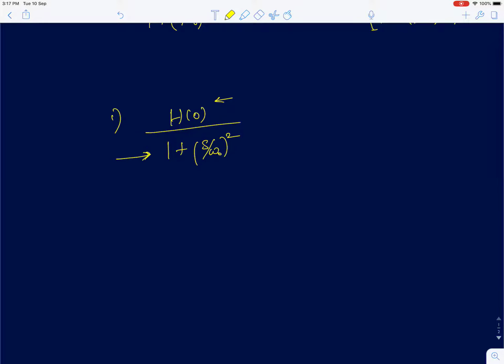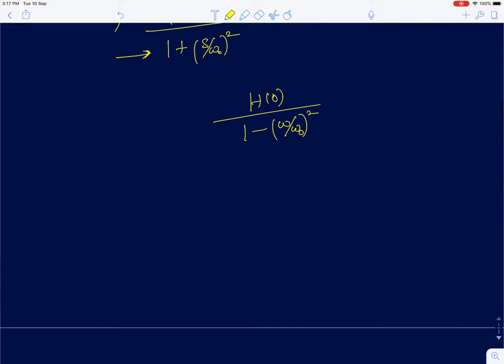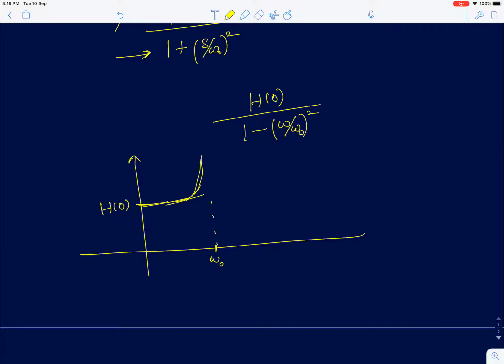If I want to plot its frequency response, I have to substitute s equal to j omega, and we would get 1 minus omega by omega naught the whole square. At omega equal to 0, it is h of 0. At omega equal to omega naught, this function becomes infinity. So the function would first increase to infinity, and then it would roll off eventually.